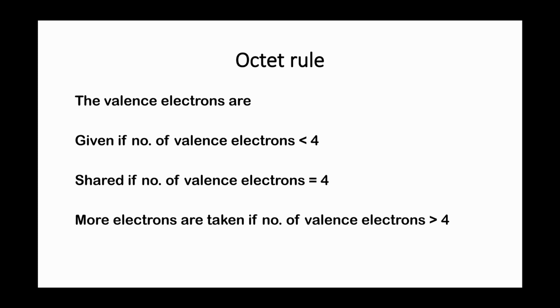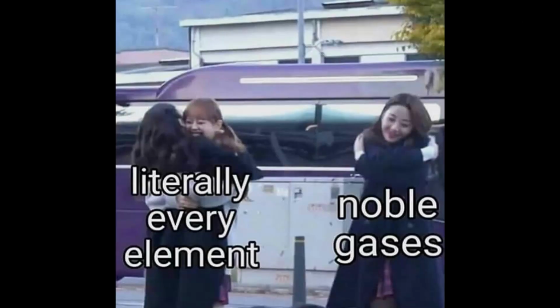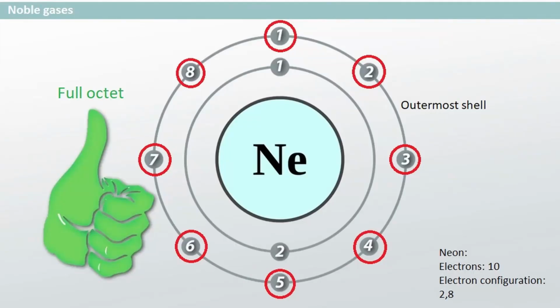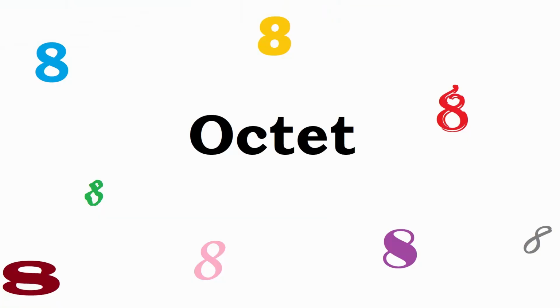Elements do this in order to achieve stability like that of noble gases, which are inert and don't react with other elements, because their outermost shell is already full with electrons. In all the types of bonds that we will analyze in this video, the elements that will be considered all obey the octet rule.